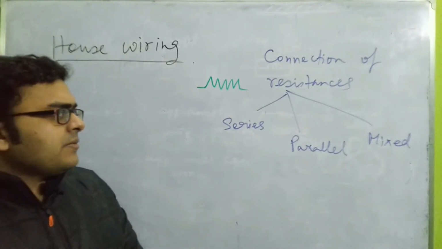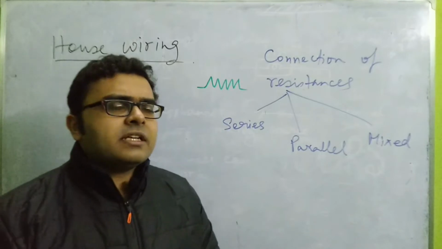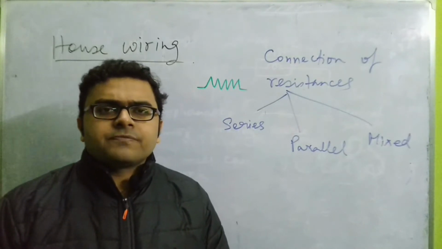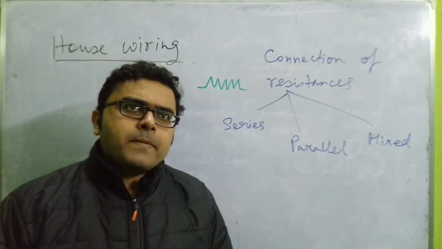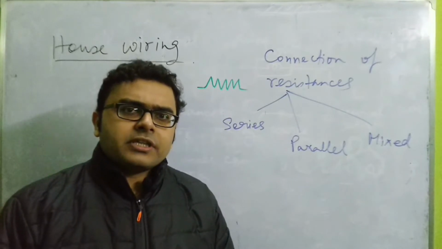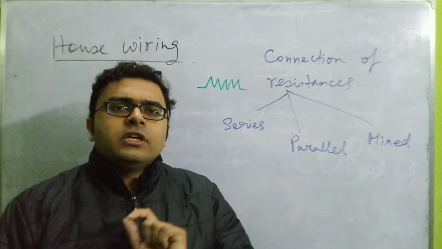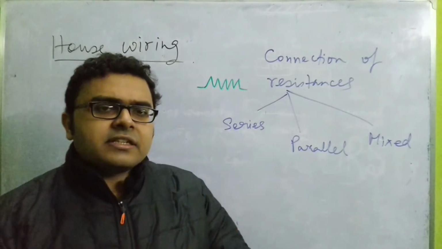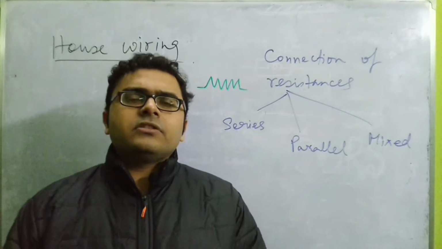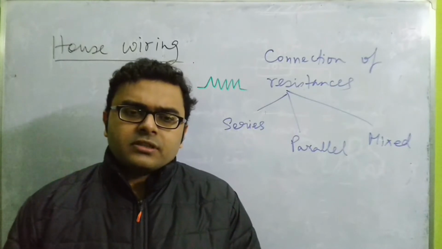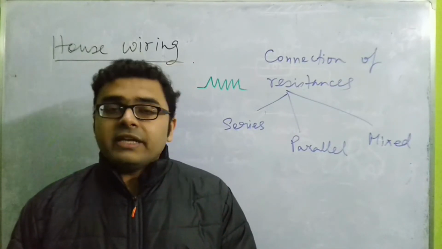So in series connection, I have said that the major problem was that if I just put off the switch, all the resistance would stop working, because in series connection there is only one path for the current to flow. If you switch off or make the circuit open, the current stops flowing and all the resistance stops working. That is the main disadvantage.